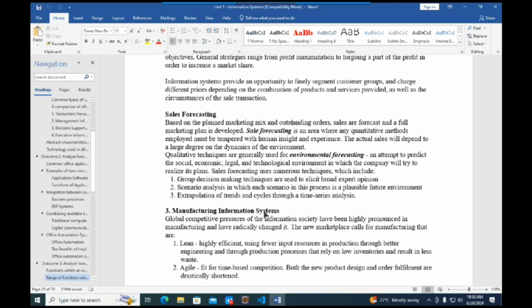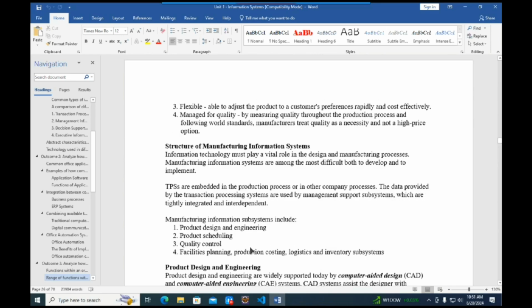So we have various techniques that are used in sales forecasting. The first one is the group decision making techniques, mostly employed in broad expert opinion. Then we have scenario analysis, where we are looking at each scenario in the future environment. Then we have the extrapolation of trends and even cycles through time series analysis. So that's really important.